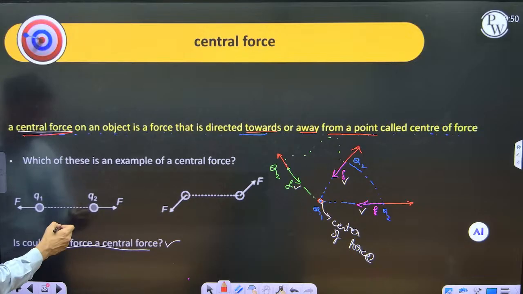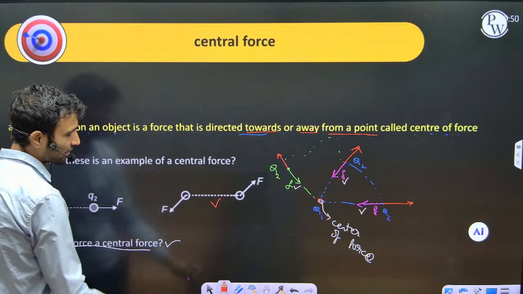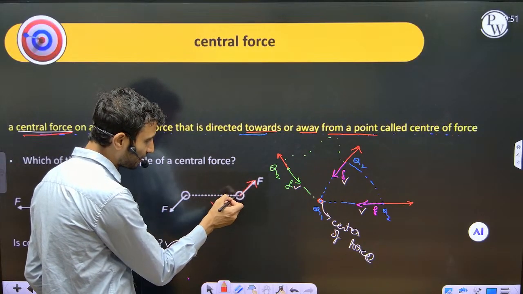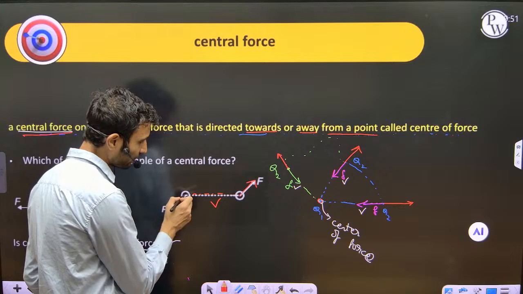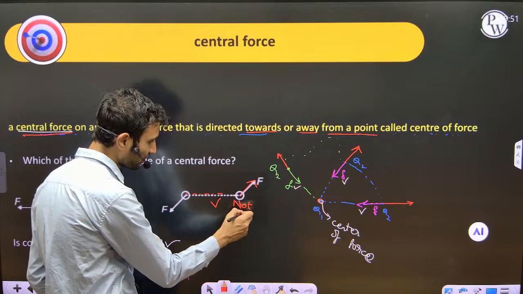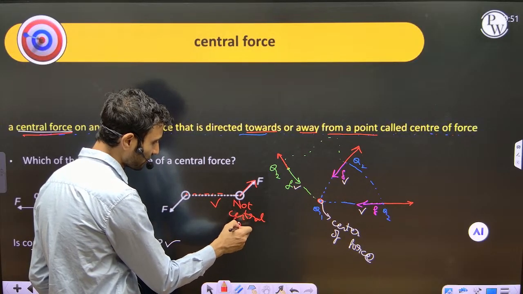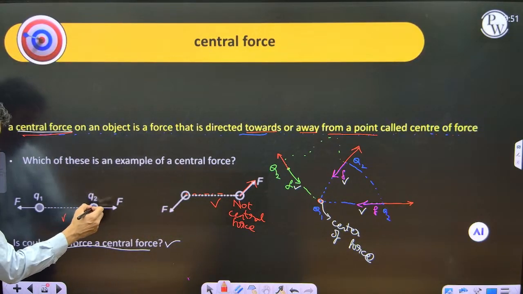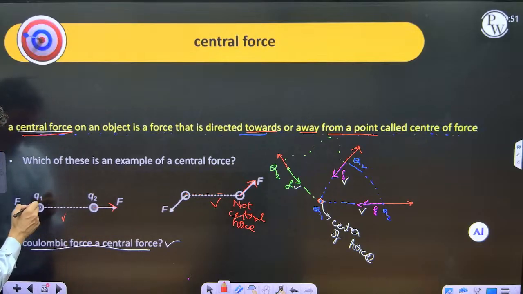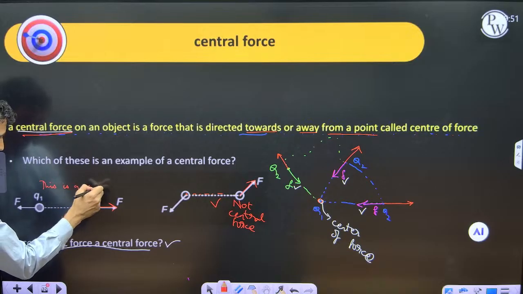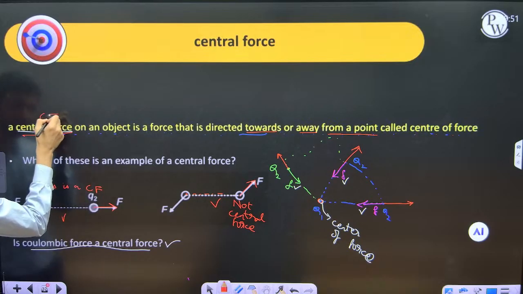Out of this example and this example, can you tell me which one is the central force? Here, if you see, the force is acting here and it is not towards a point. The point is here, but the force is here. So this is not a central force. Whereas here, it is away from a point. So this is a central force.